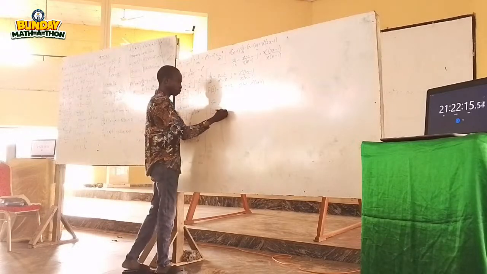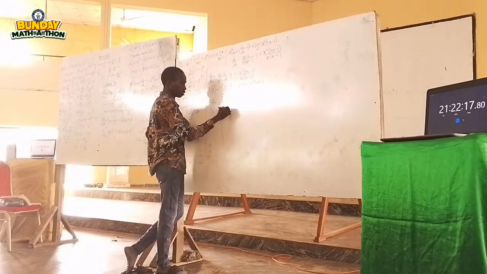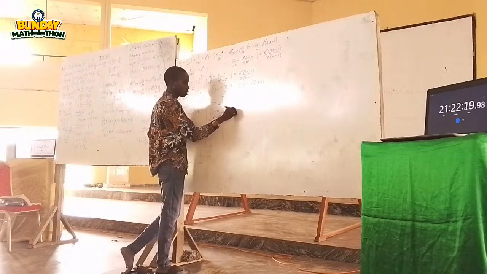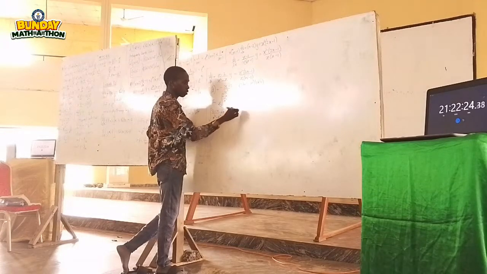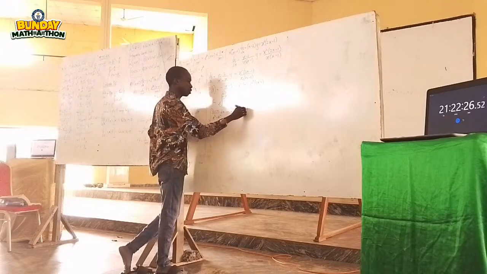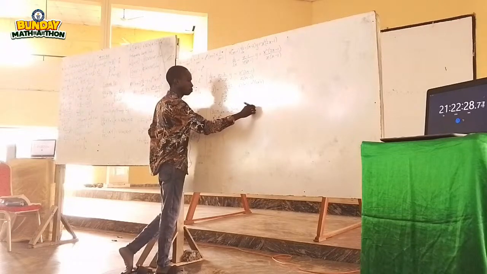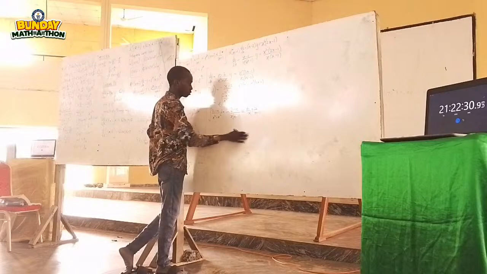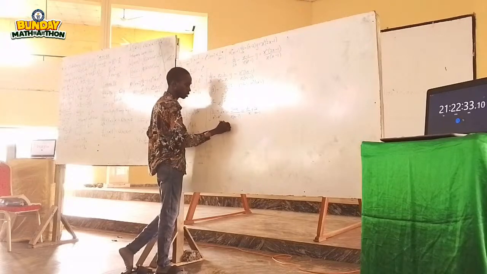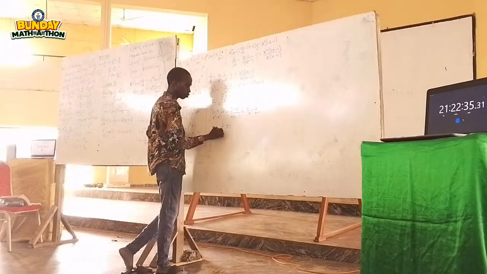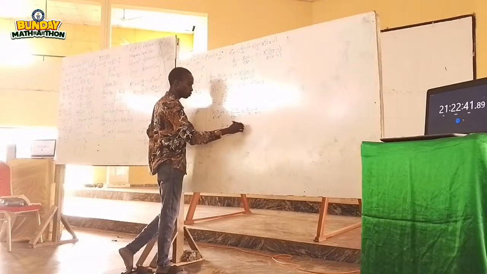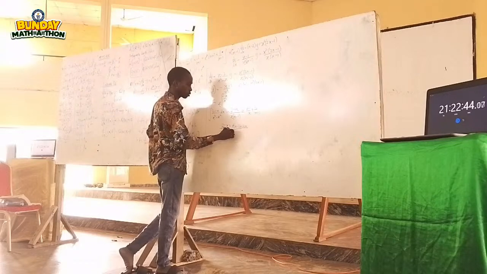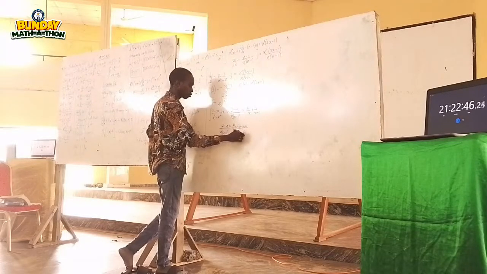Then if I split this one here, what do I have? I have (2 minus x) over x(x minus 1), right? And this one is equivalent to a over x plus b over x minus 1. Then 2 minus x here is equivalent to A(x minus 1) plus Bx, over x(x minus 1).